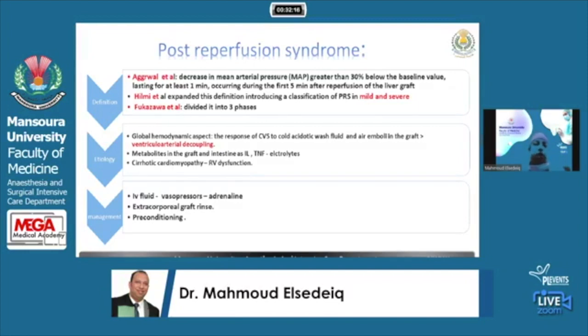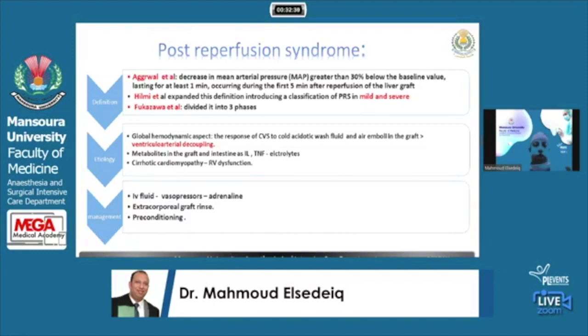The etiology: global hemodynamic aspect, the response of the cardiovascular system to cold acidotic wash fluid, and air emboli in the graft leading to ventriculo-arterial decoupling, metabolites in the graft and intestine such as interleukin, tumor necrosis factor, and electrolytes. As risk factors: cirrhotic cardiomyopathy and RV dysfunction.